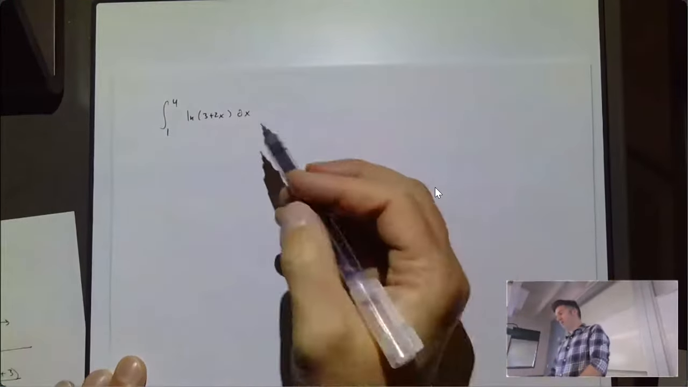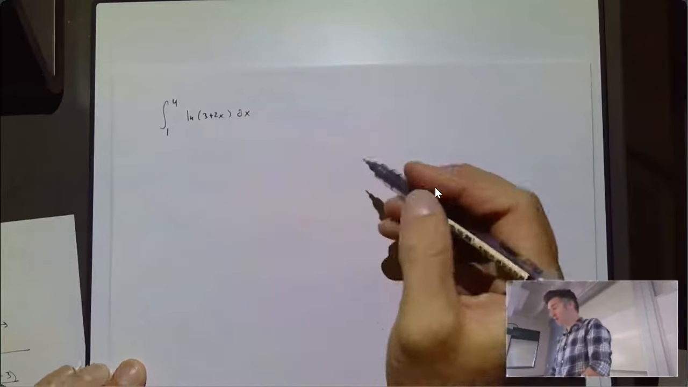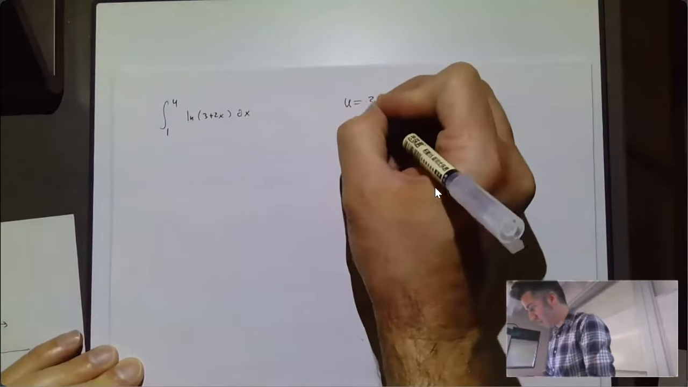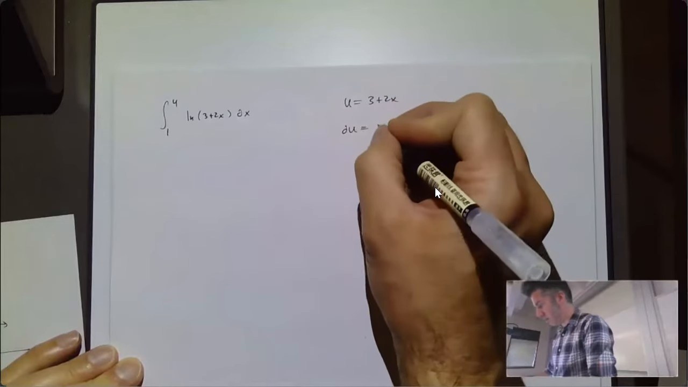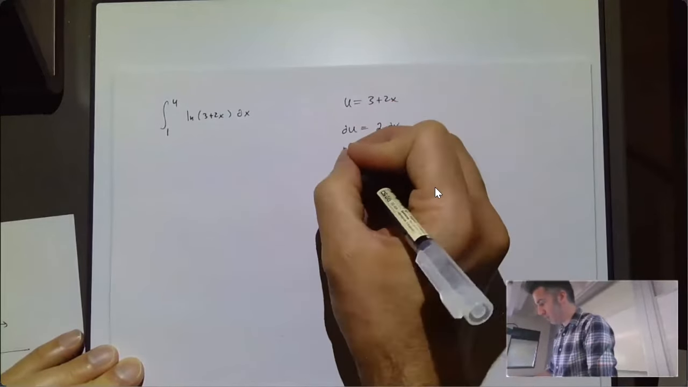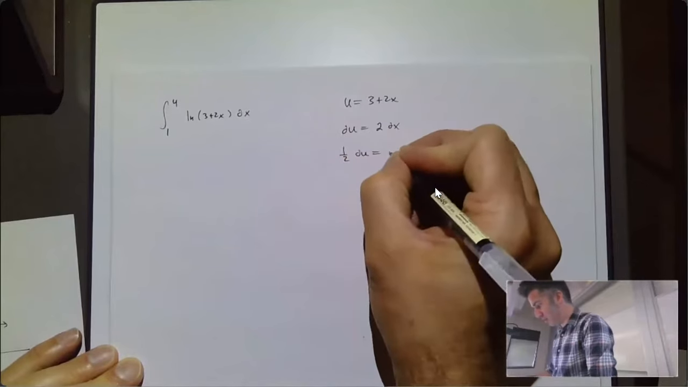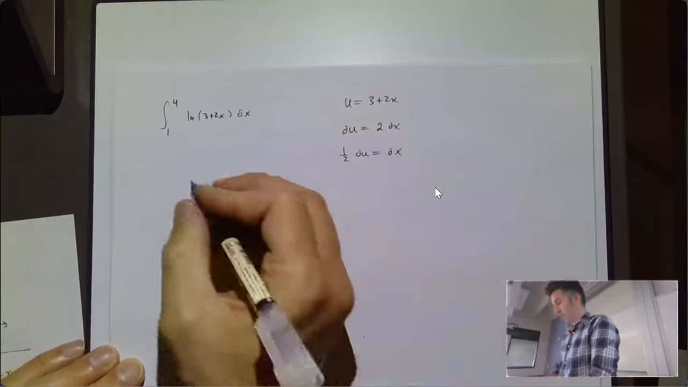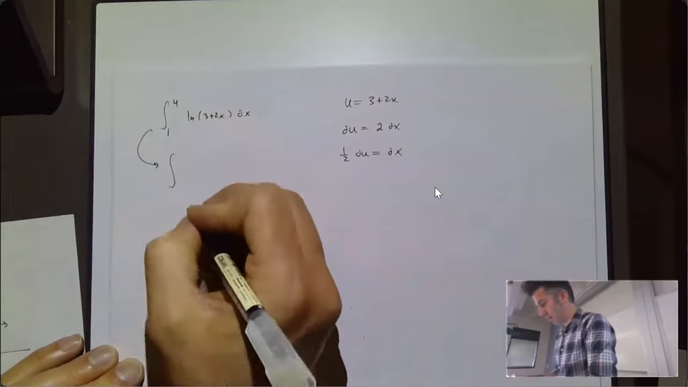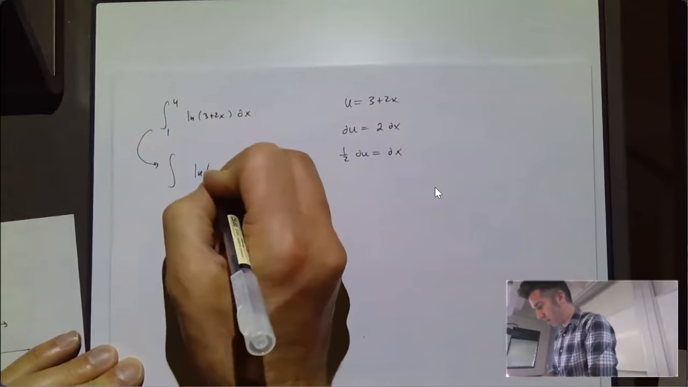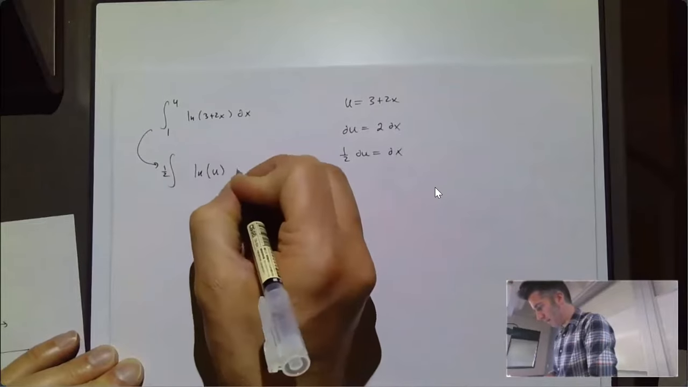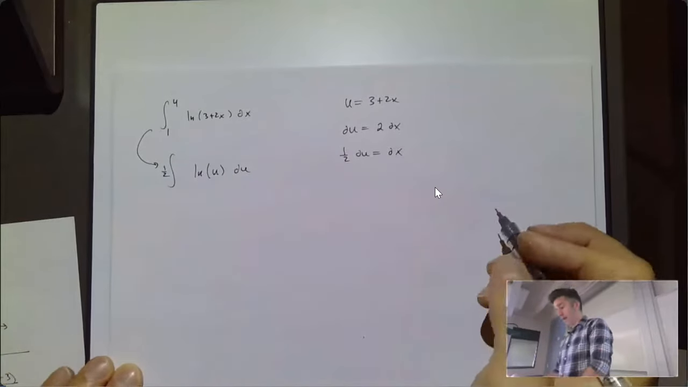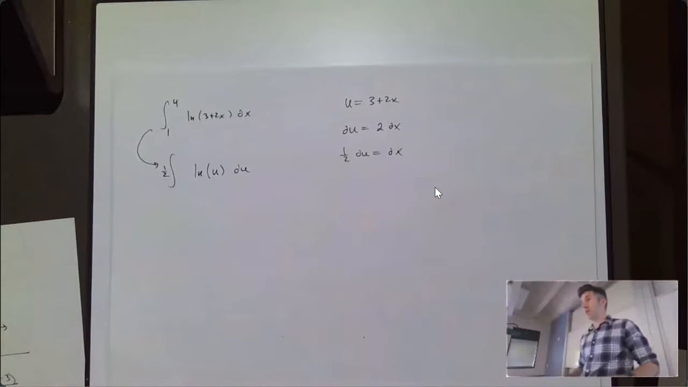Before I do anything, I really don't love that 3 plus 2x there. I'm going to do a u sub. I'm going to let u equal 3 plus 2x, and my du is going to be 2 dx. So 1/2 du equals dx. I'm going to rewrite this integral as the integral of the natural log of u, and then my dx is a 1/2 du. And this is where I think it's a really good idea to change my limits of integration if I'm doing a u substitution.